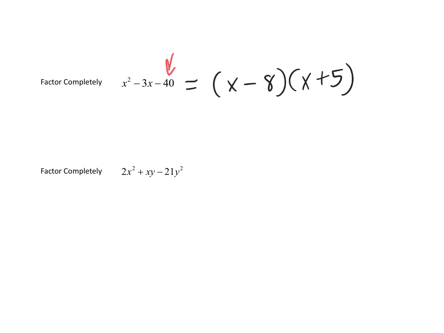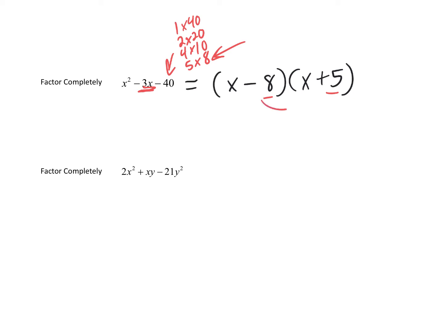And in this case, 40 could be a multiple of things. 1 times 40, 2 times 20, 4 times 10, and 5 times 8. And you have to figure out what combination of those will give you that 3 in the middle. And in this case, it was the 5 and the 8. So that's why I chose the 8 and the 5. And then it was a negative 40, so I knew one was one symbol and one was the other. One was negative, one was positive. I chose negative 8 and positive 5 because I wanted a negative 3 in the middle.